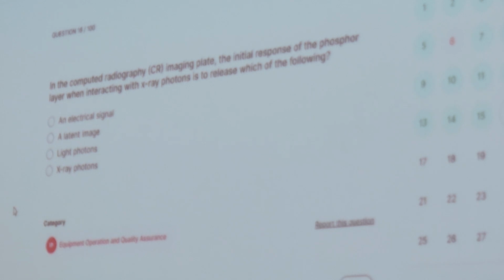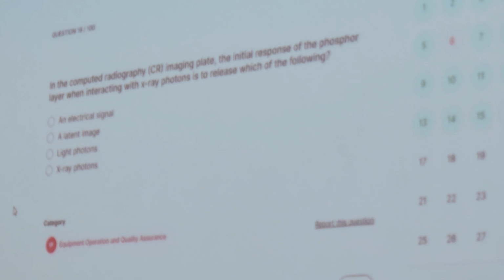So latent image doesn't sound like such a good answer to me. X-ray photons. Does the phosphor release X-ray photons? Yes, but no. So yes, we have an electrical signal now, and we have light photons. The phosphor isn't really producing an electrical signal. That's our TFT, for example, or our photoconductor. So light photons is actually going to be our best answer here, right?